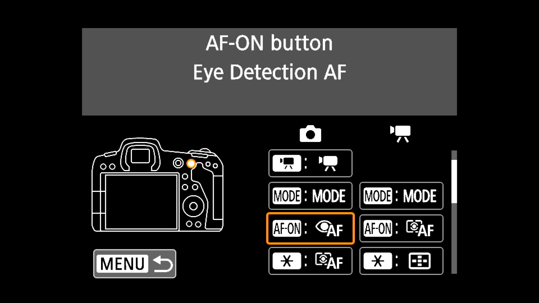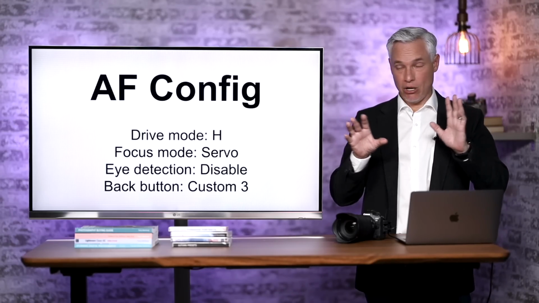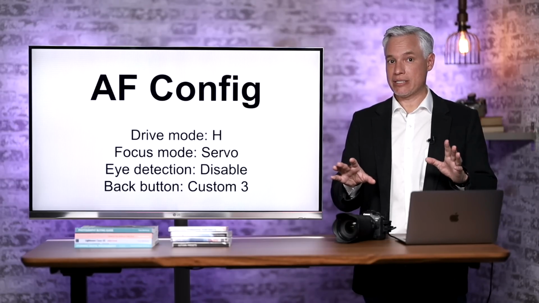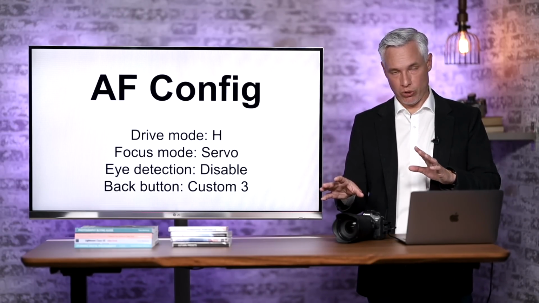Next, I'm going to scroll down to the AF on button, and I'm going to select this and set it to eye detection AF. When this is selected and I push the AF on button, it will look for an eye in the frame. This is a really good default thing to do. It's capable of finding humans, birds, other types of animals, and it works fantastically.